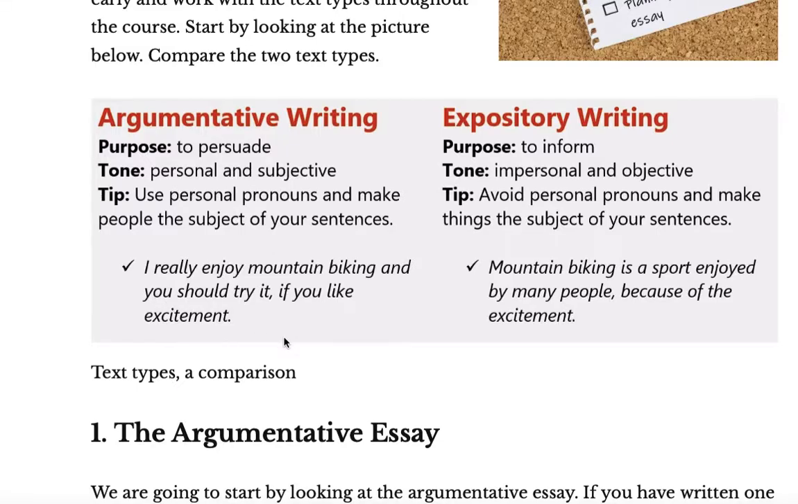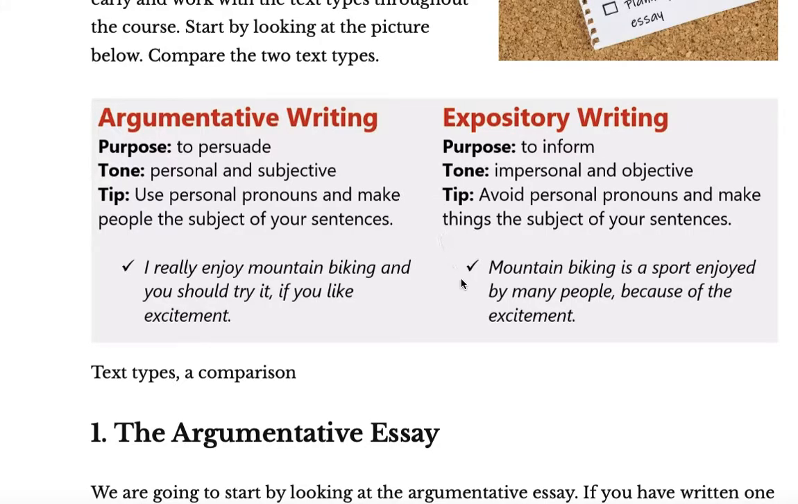We're gonna look at the expository essay. The purpose here is to inform. So we're not trying to make anyone think anything. We're just informing. The tone here is still keeping it formal, but impersonal, also objective. The writing tip is the opposite, really, for expository writing. It's to avoid personal pronouns and to make things the subject of your sentences.